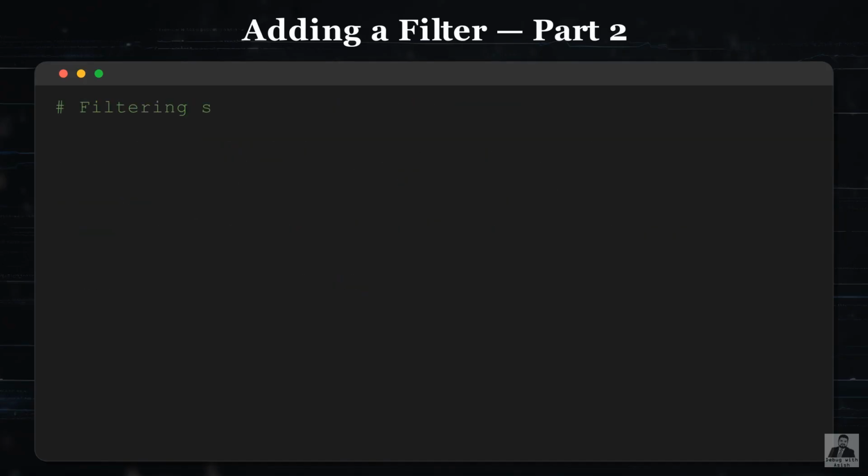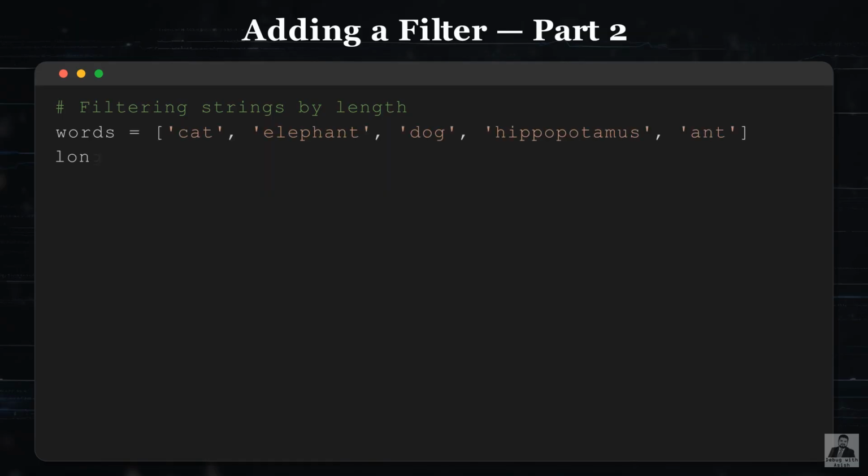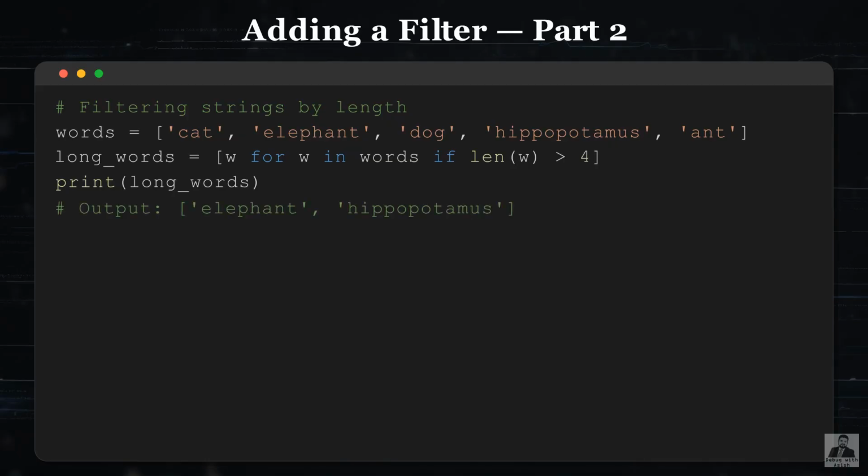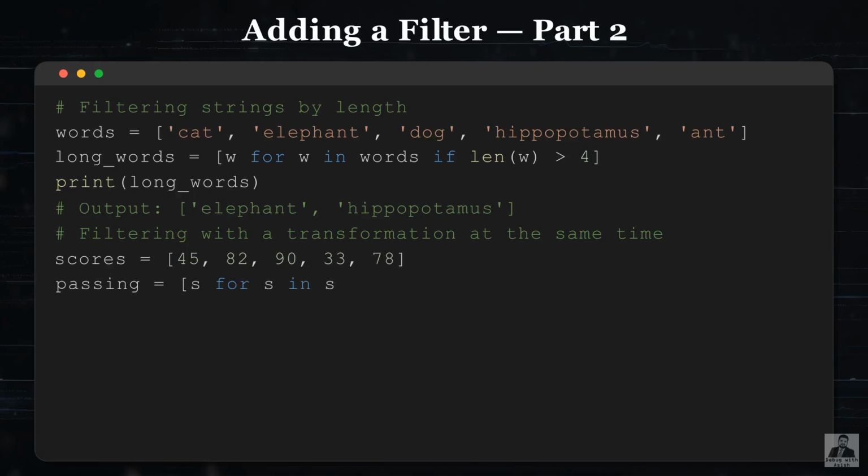Here are 2 more filtering examples. In the first, we loop through a list of words and keep only those with more than 4 characters. The len function checks the length of each word. Elephant and hippopotamus both pass. Cat, dog, and ant are filtered out. In the second example, we have a list of scores, and we keep only those that are 50 or above. The comprehension checks each score and includes only the passing ones in the result.